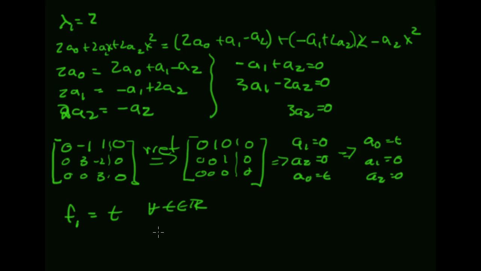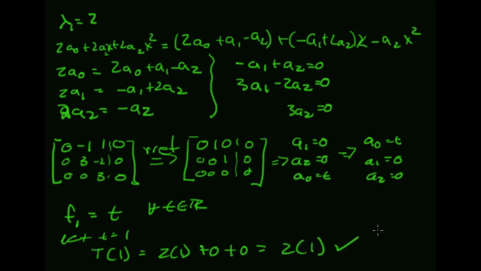in the reals. It's just a constant term. So let's check that. Let t equal something simple like 1. Then the transformation of 1 is 2 times 1 plus 0, which is 2 times 1. So that checks, and that will check for any constant value. So we have a second eigenvalue, which is negative 1.